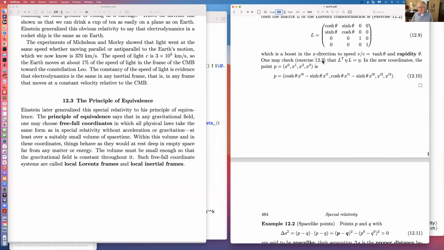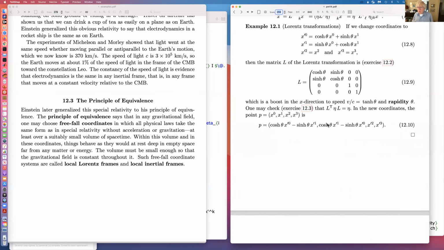And a point x0, x1, x2, x3 in the primed... Isn't the transpose equal to itself for that matrix? Actually, you know what? This equation is wrong. There shouldn't be primes on this. What was your question? Isn't the transpose equal to itself? Oh, yeah, well, in this particular case, L transpose is L, yes.